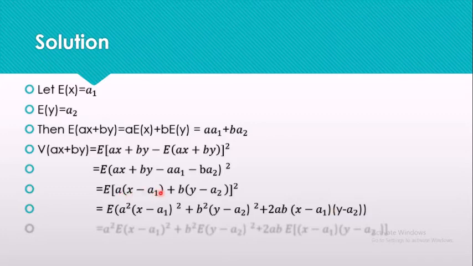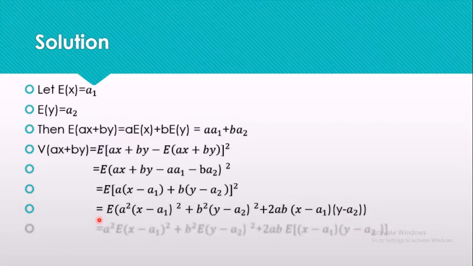instead of a, you can write a into (x minus a1). So when you expand (a plus b) the whole square, what will you get? A square plus b square plus 2ab. So instead of a square, what will you write here? A square into (x minus a1) the whole square plus, instead of b square, we'll write b square into (y minus a2) the whole square plus 2ab. Instead of 2ab, you will write 2ab (x minus a1) into (y minus a2).